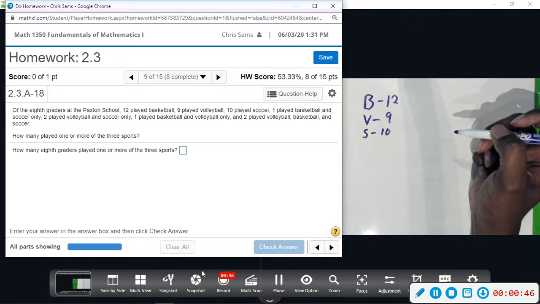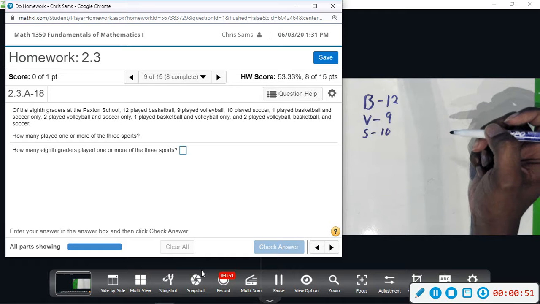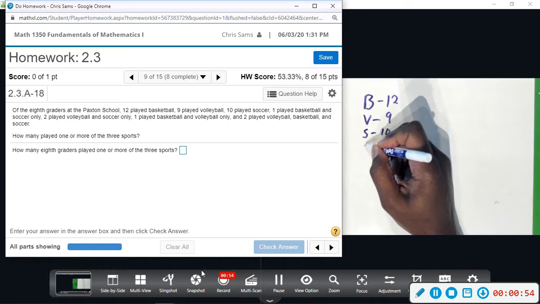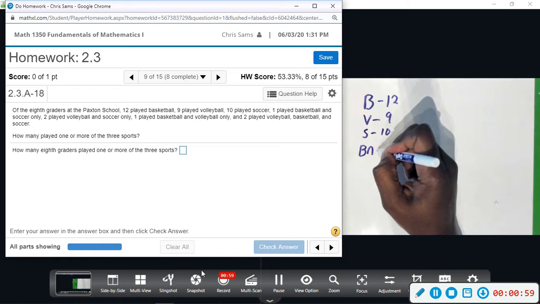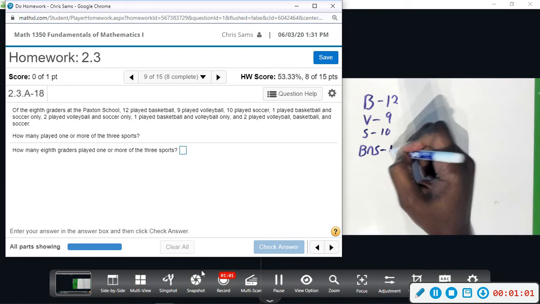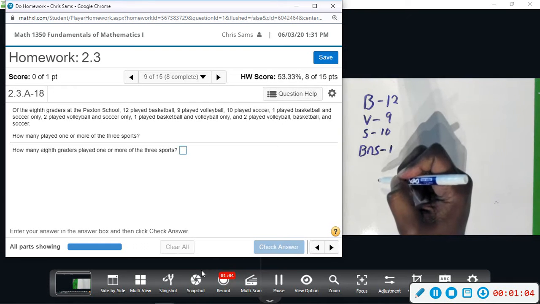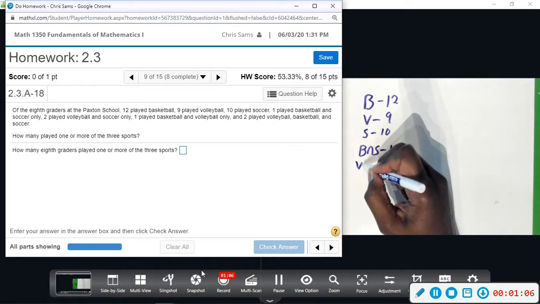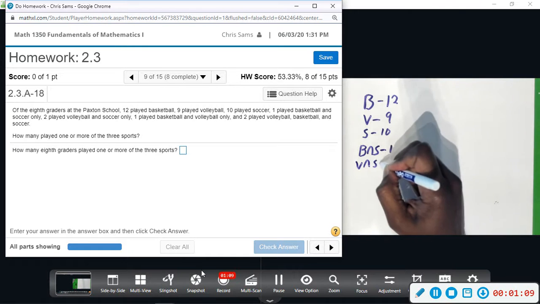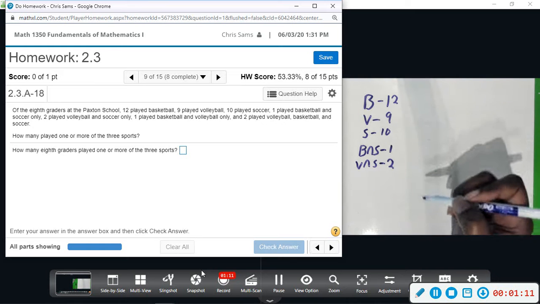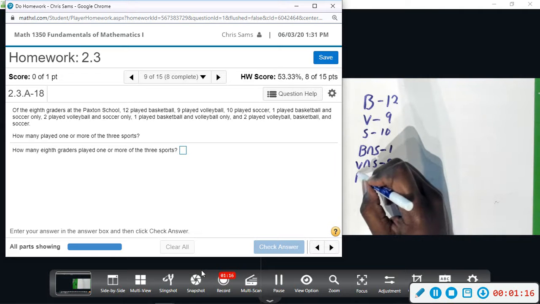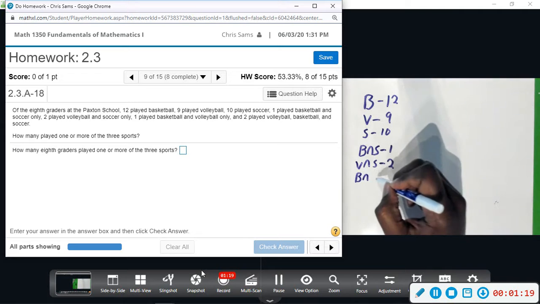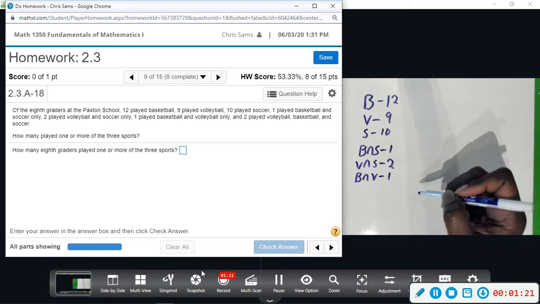1 played basketball and soccer only, so we got basketball and soccer, B intersect S. Basketball and soccer is 1. 2 played volleyball and soccer, so V and S. There's 2 of those. 1 played basketball and volleyball. Basketball intersect volleyball is 1.